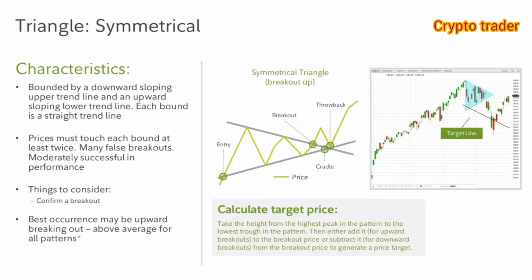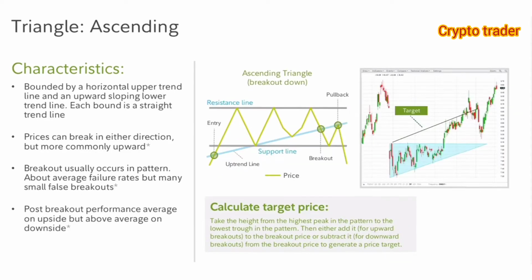Things to consider: confirm a breakout. Best occurrence may be upward. Breaking out above average for all patterns. See the example of triangle symmetrical breakout up pattern, and how to calculate target price using candlestick.